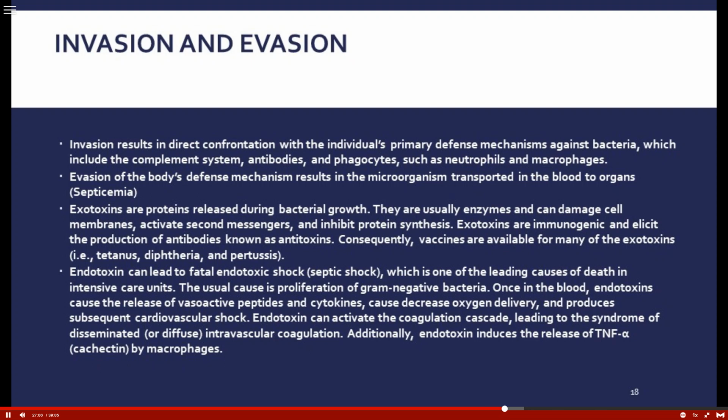But here's the other thing. The endotoxin also induces the release of tumor necrosis factor, TNF alpha, by the macrophages. What does that mean? Which means it can cause circulatory collapse.